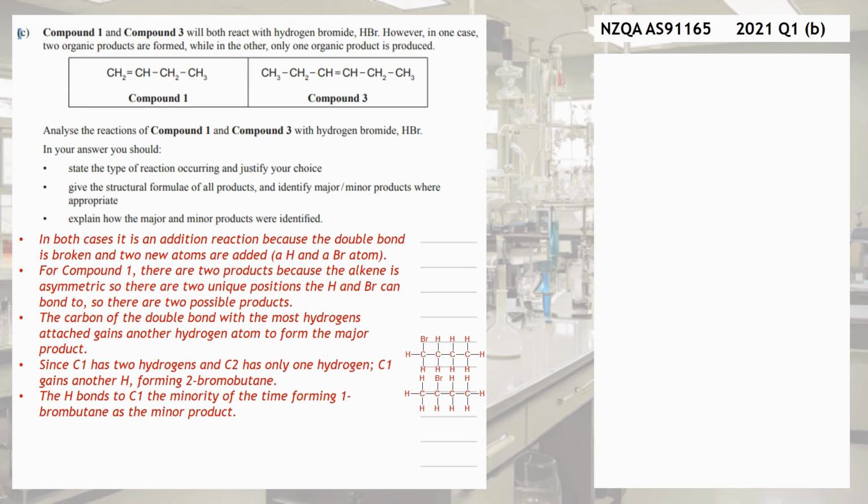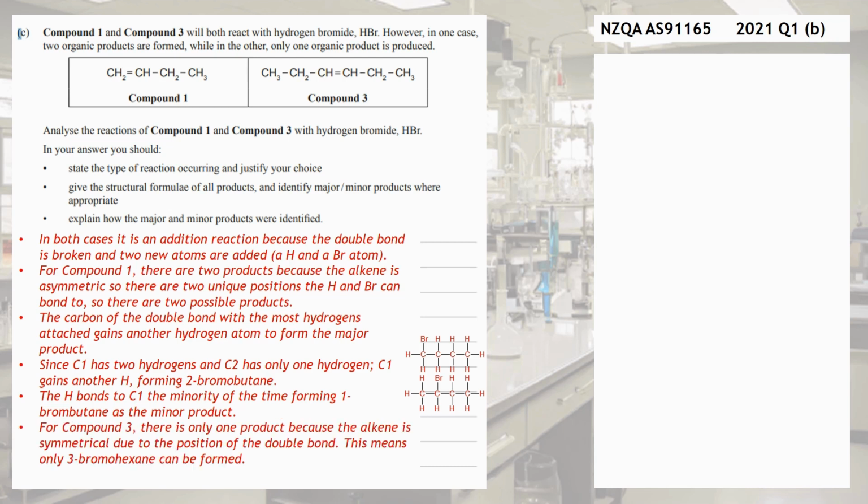We can see the double bond is right in the center. If we number from the left, this carbon is number 3, and if we number from the right, this is number 3. So both positions are carbon number 3. For compound 3, there is only one product because the alkene is symmetrical. This means that only 3-bromohexane can be produced.